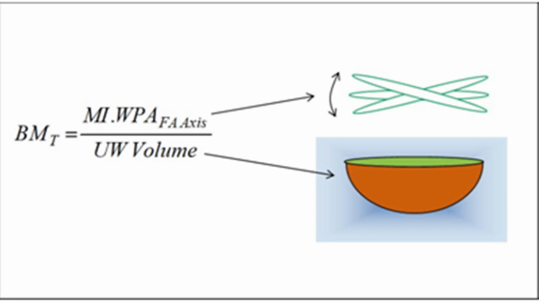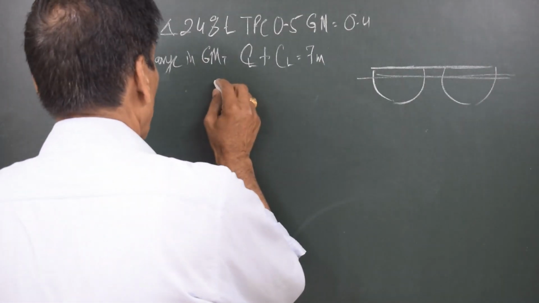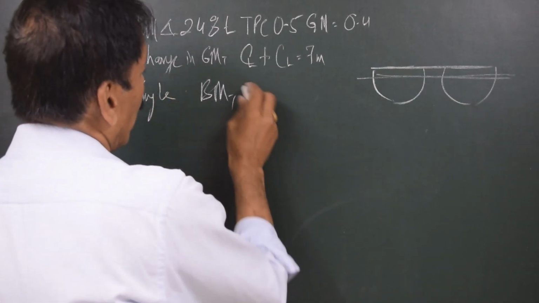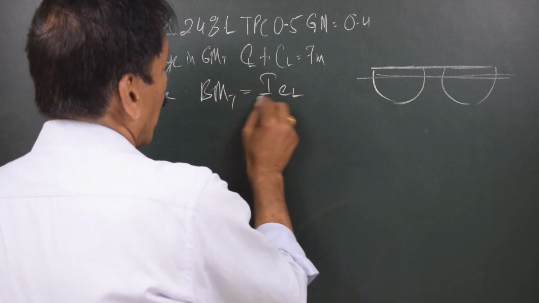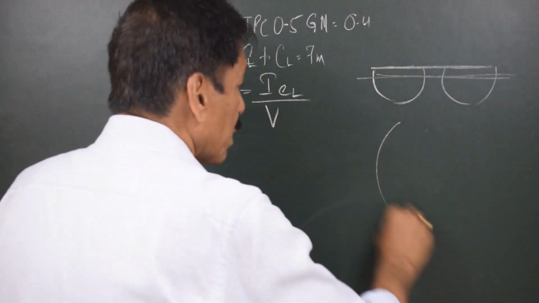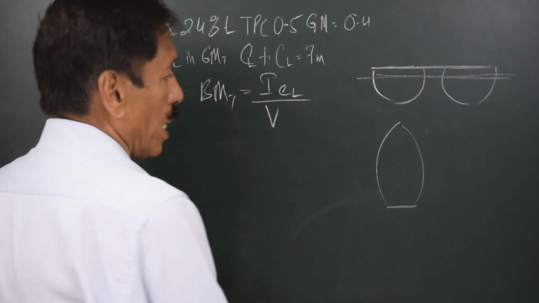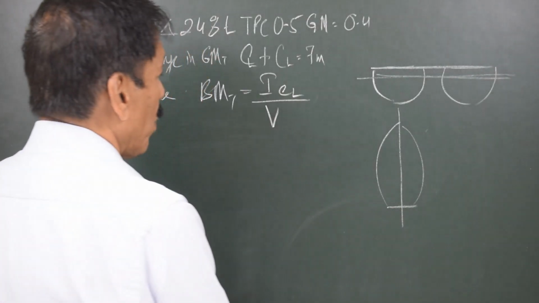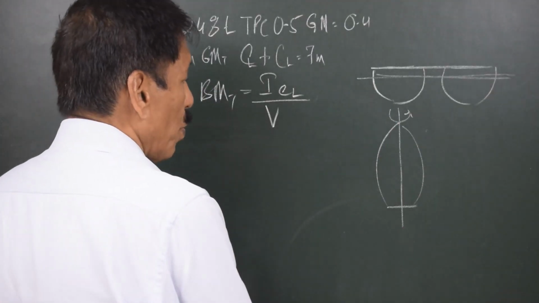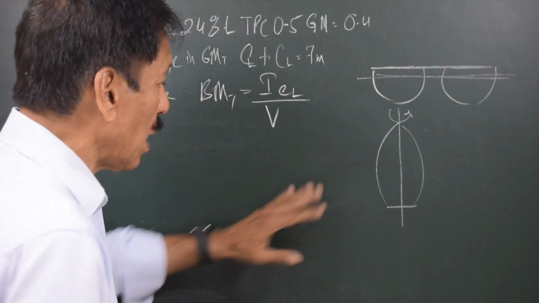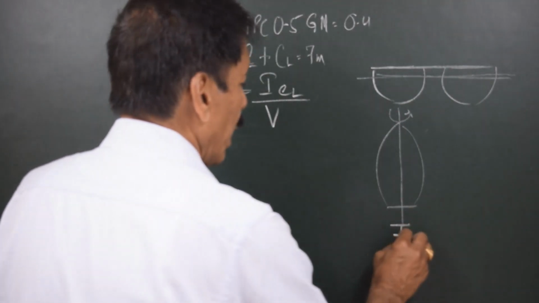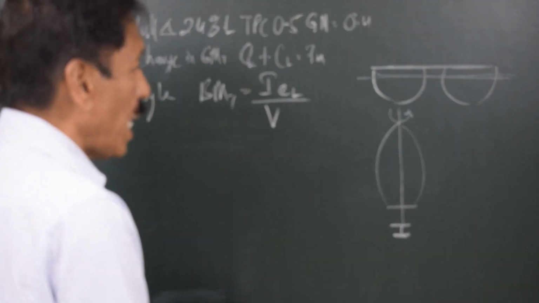So BM, as we know, is actually moment of inertia upon underwater volume. So BM transverse for the single hull, BM transverse is equal to moment of inertia about the centerline axis passing through the center of flotation divided by underwater volume. Now if we look at the water plane area of a single hull, right? So BM transverse is moment of inertia about this axis divided by underwater volume. Now, what is the moment of inertia about this axis is not clearly given in this question. So let us assume that the moment of inertia about this axis is actually I, right? That divided by underwater volume.